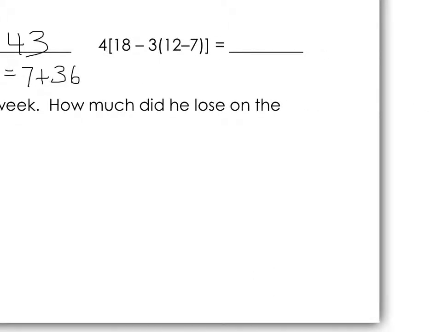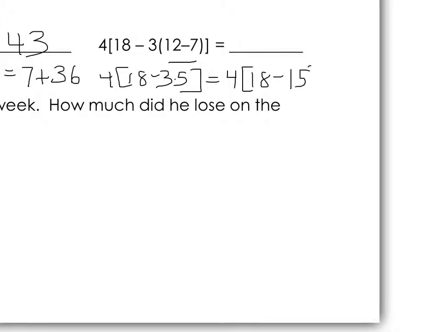Order of operations, inside parentheses first. 12 minus 7 is 5. So we have 4 times 18 minus 3 times 5. We have to do the multiplication next. So it's 4 times 18 minus 15. Do what's in the square brackets next. 18 minus 15 is 3. So it's 4 times 3, 12.